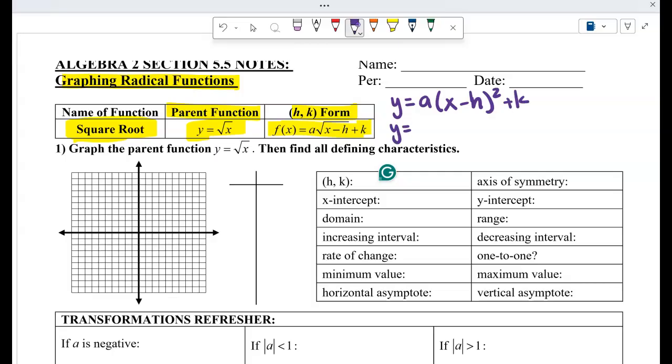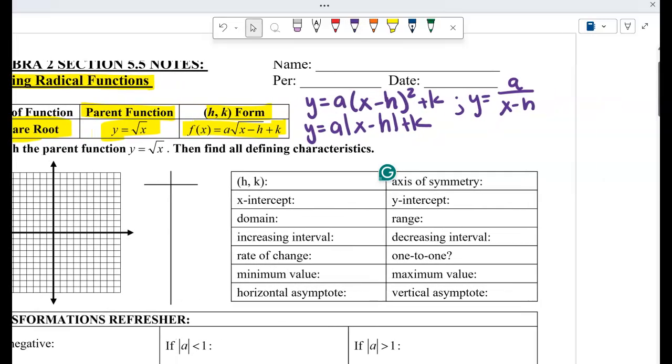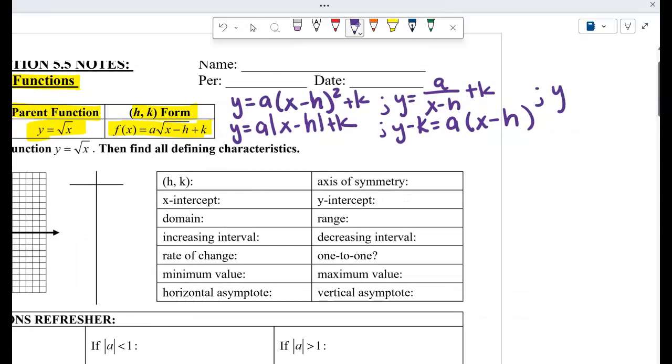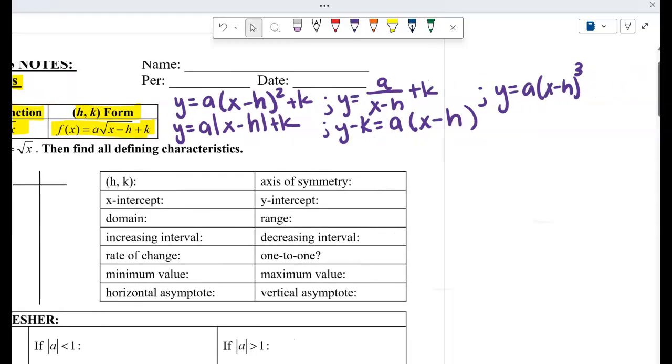We have studied absolute value, which looks like this, all in HK form. We have studied rational functions, which is x minus h in the bottom with the a on the numerator and then plus k in the back. We have studied linear, which for this one we're going to call point slope. So y minus k equals, your a is really your slope, times x minus h, okay? Then, if you remember, we also studied cubic function, x minus h to the third, and then plus k.